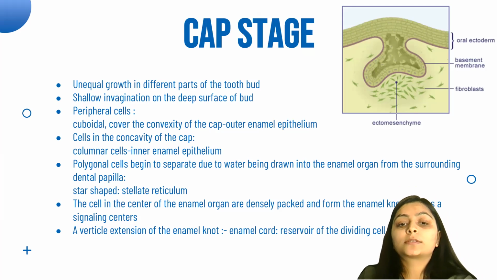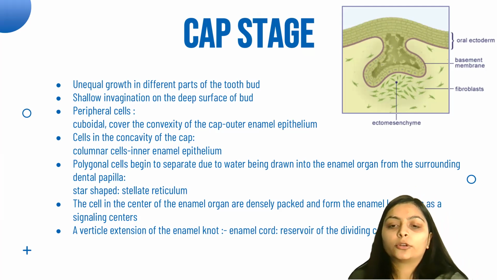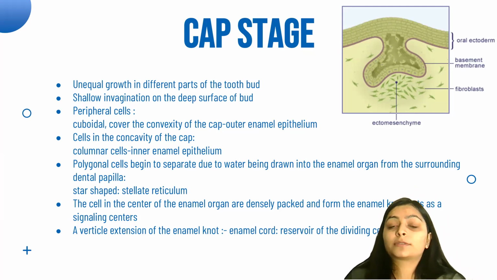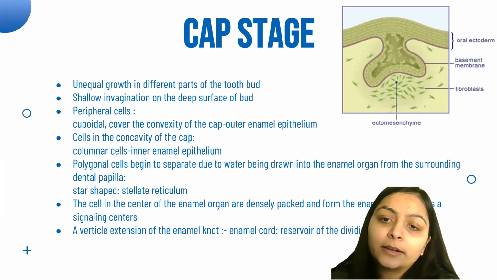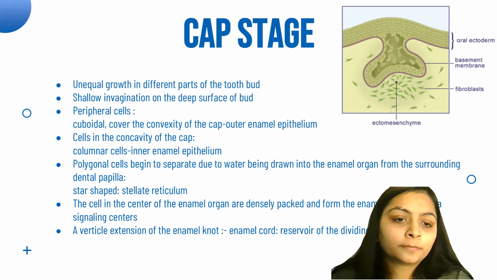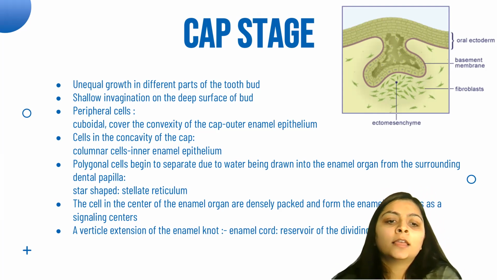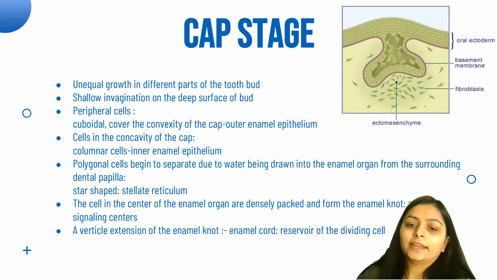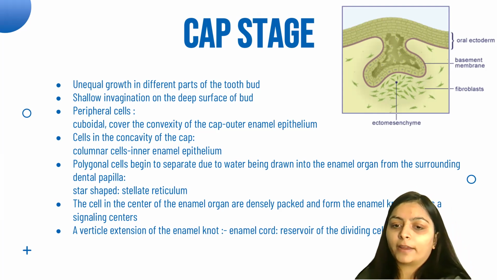Polygonal cells begin to separate due to water being drawn into the enamel organ from the surrounding dental papilla, and result in the star-shaped stellate reticulum that we can appreciate in the center. The cells in the center of the enamel organ are densely packed and form the enamel signaling center, the enamel knot, with vertical extension called the enamel cord, a reservoir of dividing cells.